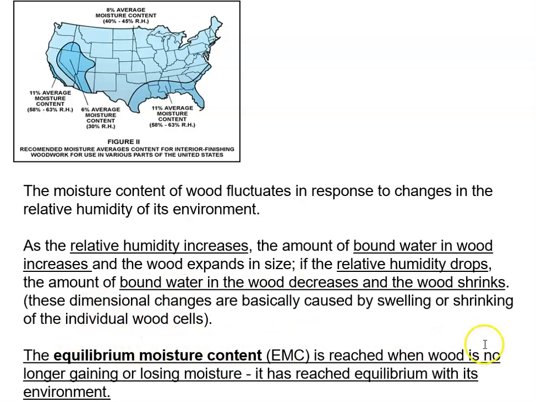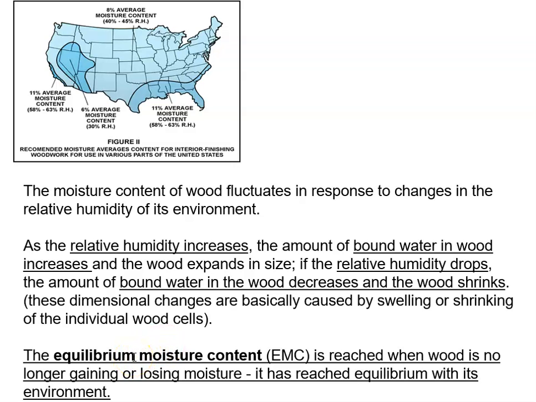Equilibrium moisture content is reached when wood is no longer gaining or losing moisture. It has reached equilibrium with its environment. That's a very important state that we want to get to. It's very important for flooring, for instance. Often specifications will say that when wood flooring is delivered to a job site, it should sit in the building for about 2 or 3 days so that its moisture content is at equilibrium with its environment.